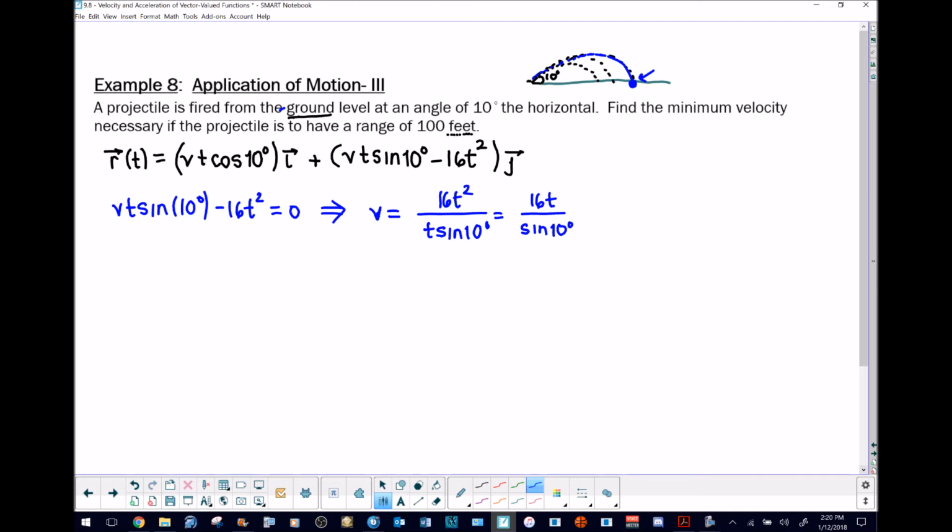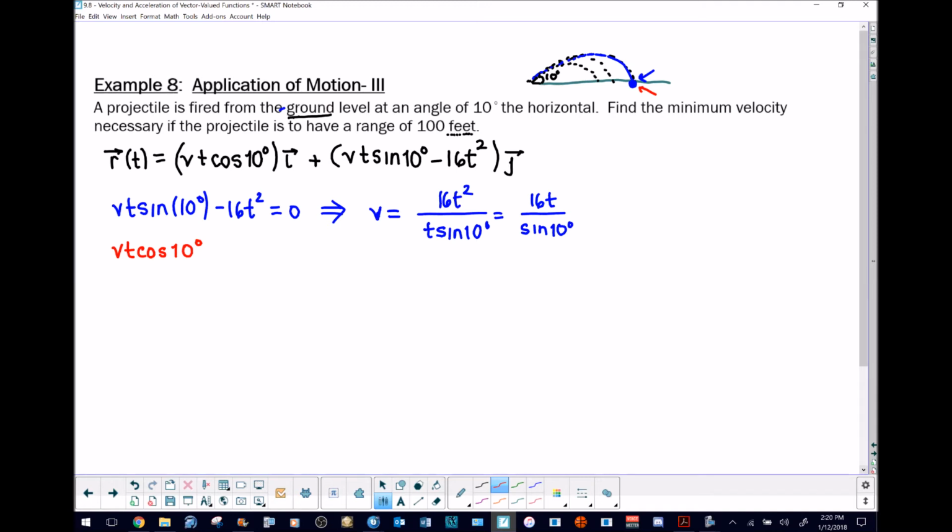Well, boy, you'd sure like to have another one of those, wouldn't you? Wouldn't it be nice to have an equation, a pair of equations with v's and t's in it? Well, we look no further than the i component. If we think about that i component, that would be namely the v times the t times the cosine of 10 degrees. By the time that this guy reaches its final destination, we would hope that he would be 100 feet away.